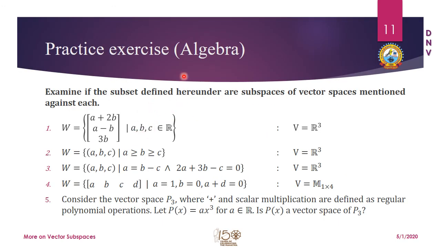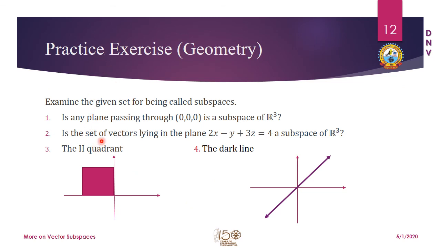This is the practice exercise for you: to examine whether the subsets defined hereunder are subspaces of the vector spaces mentioned against each. These are the 5 questions from algebra, and these are the 4 questions from geometry. The first question is, any plane passing through the origin is a subspace. Vectors lying on this plane, a subspace of R^3.